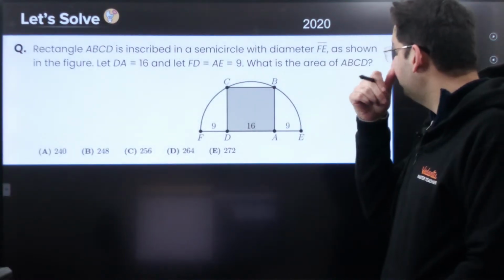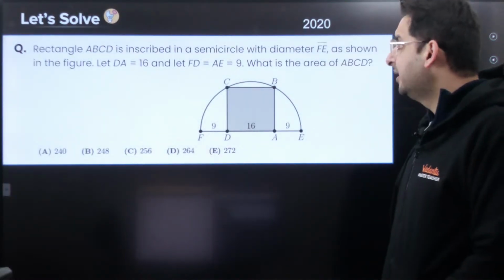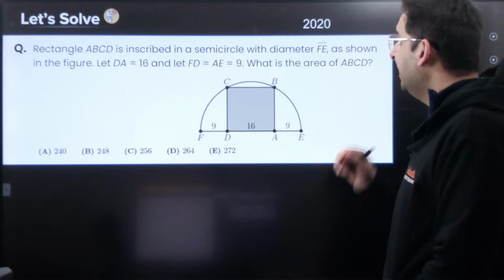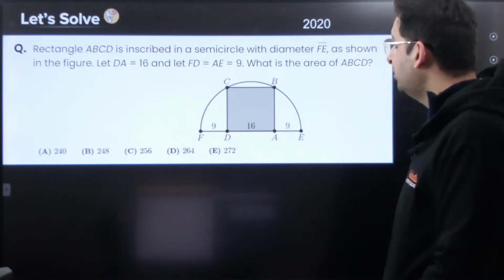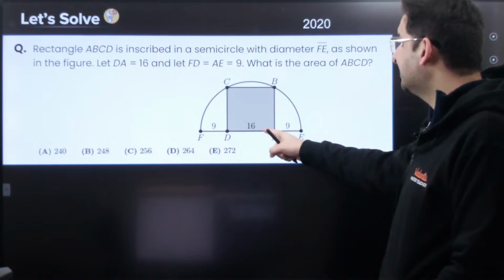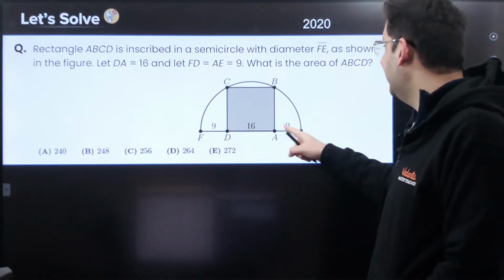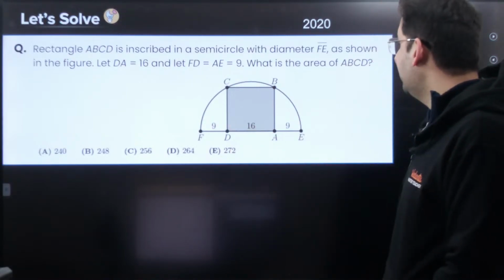Let us see this problem, guys. Rectangle ABCD is in a semicircle with diameter EF. So EF is the diameter as shown in the figure. DA is 16 and FD and AE both are 9. What is the area of the rectangle ABCD?